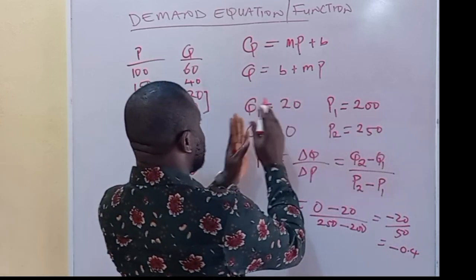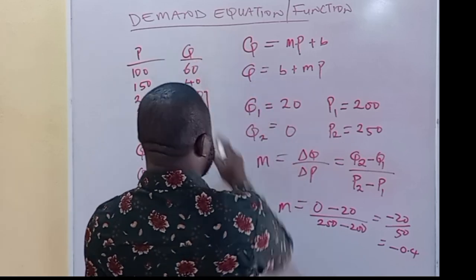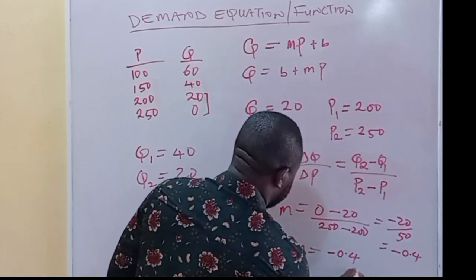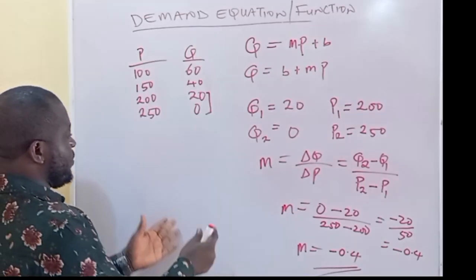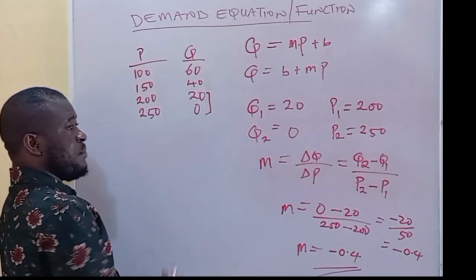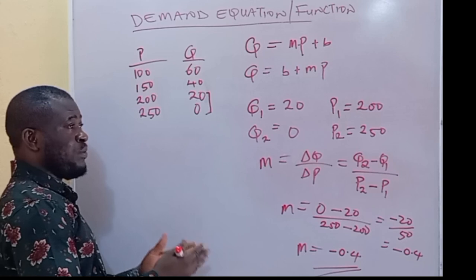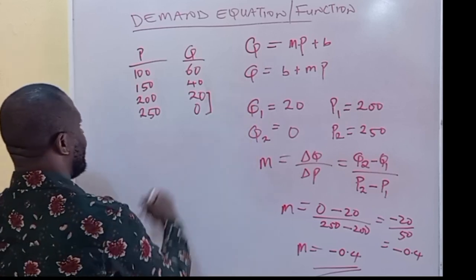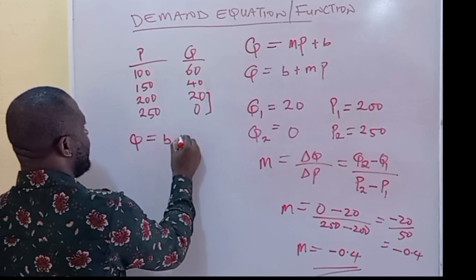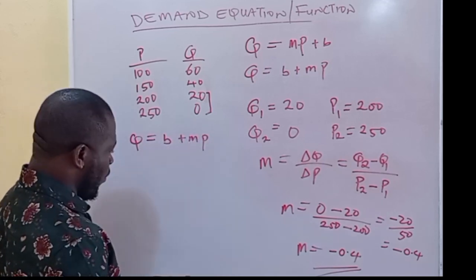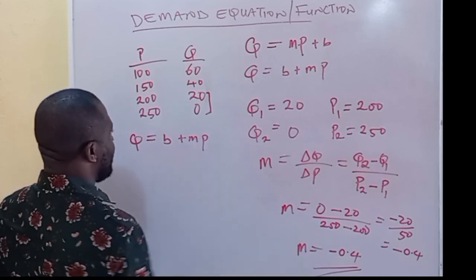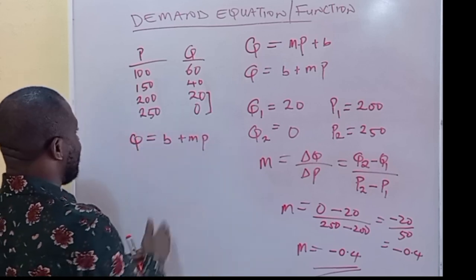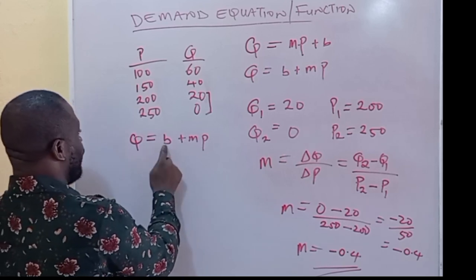So in essence, the slope of this equation using the demand schedule above is minus 0.4. Having obtained the slope coefficient for this demand equation, the next thing to do is to obtain the intercept. For that, we need to restate the demand equation form, which is Q equals B plus MP. We already have M as minus 0.4 and a series of prices and quantities. The only thing we don't have is the intercept coefficient, B.